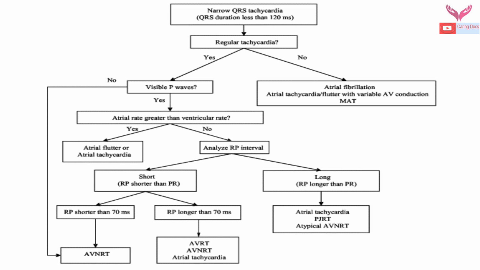If RP interval is short, that is, shorter than PR interval, then if RP is shorter than 70 milliseconds, it could be AVNRT. And if RP is longer than 70 milliseconds, it could be AVRT, AVNRT, or atrial tachycardia. If RP interval is long, that is, longer than PR interval, it could be atrial tachycardia, PJRT or atypical AVRT. If P waves are not visible, then it could be AVNRT.